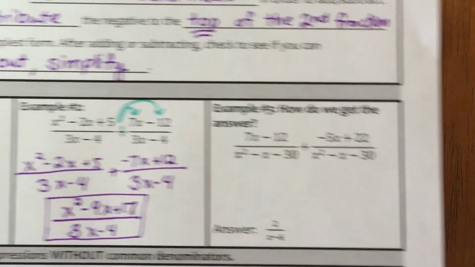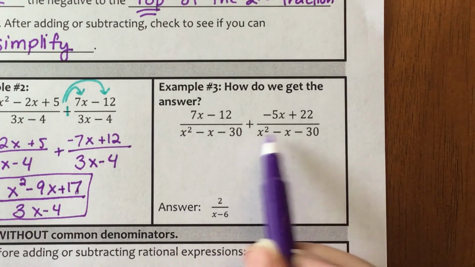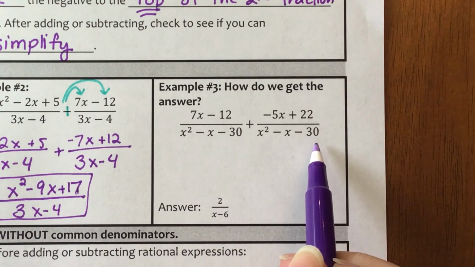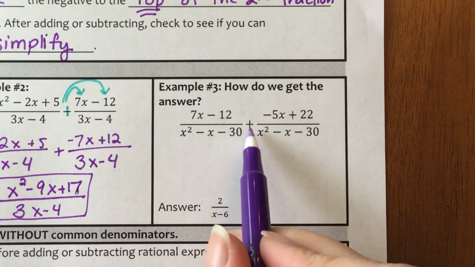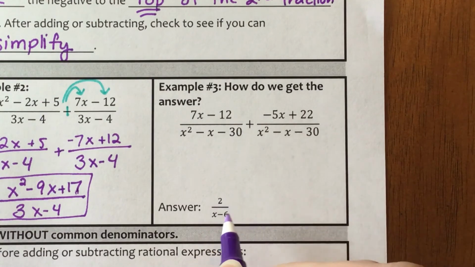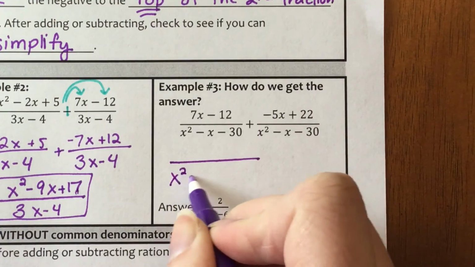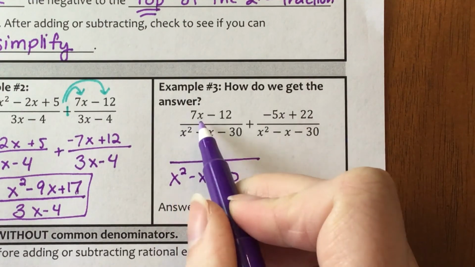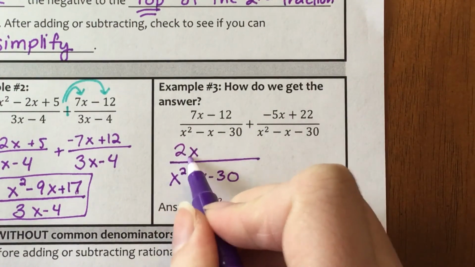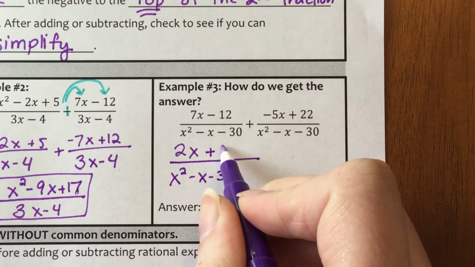Example 3. So the answer is 2 over x minus 6. But notice that those denominators are not x minus 6. There's some more stuff down there in the denominators. Well, the denominators match, so we can at least go ahead and add these things together. So let's try it. X squared minus x minus 30, keeping that denominator. Add the numerators, 7x minus 5x is 2x. Negative 12 plus 22 is positive 10.